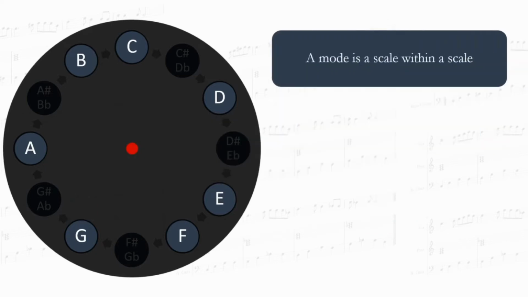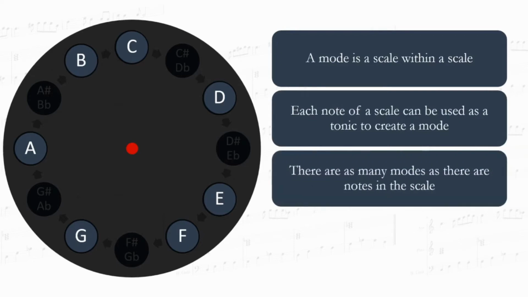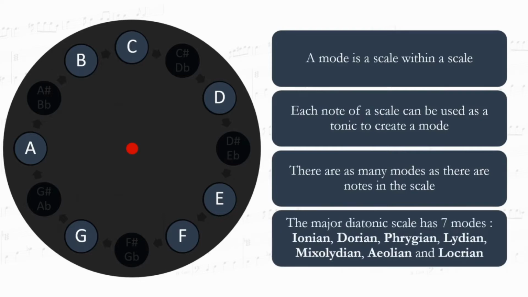Great. So what are the modes in music theory? A mode is a scale within a scale. Each note of a scale can be used as a tonic to create a mode. There are as many modes as there are notes in the scale. The major diatonic scale has 7 modes. It's Ionian, Dorian, Phrygian, Lydian, mixolydian, Aeolian, and finally locrian.